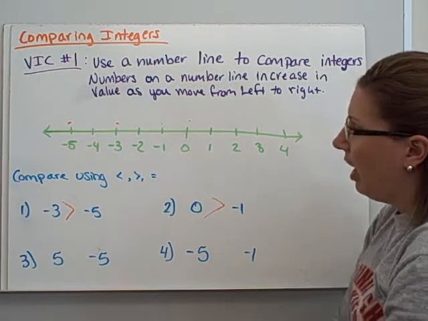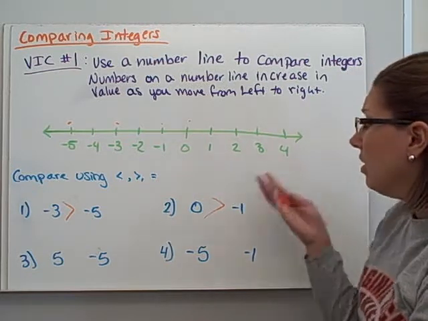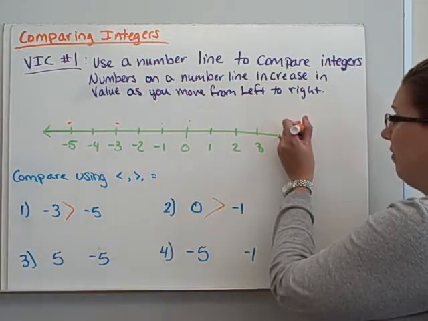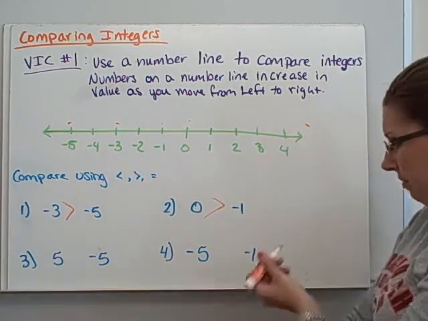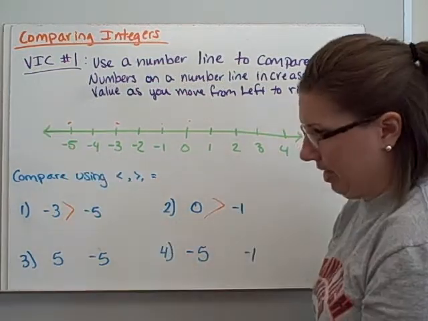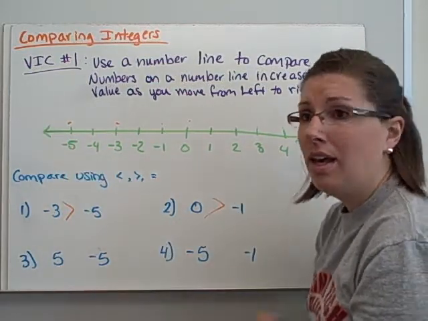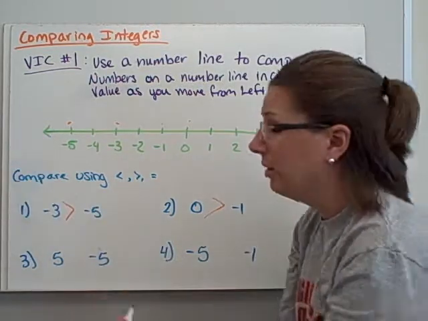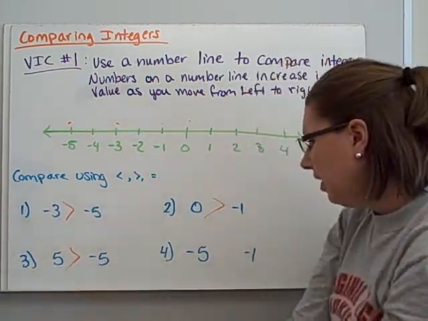What's bigger, 5 or -5? +5 is not on my number line. I could imagine that +5 is somewhere over here. -5 is all the way over there. Obviously, a positive number is definitely going to be greater than a negative number. So I've got a greater than sign here.